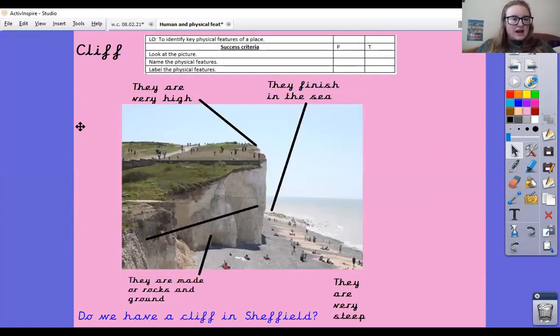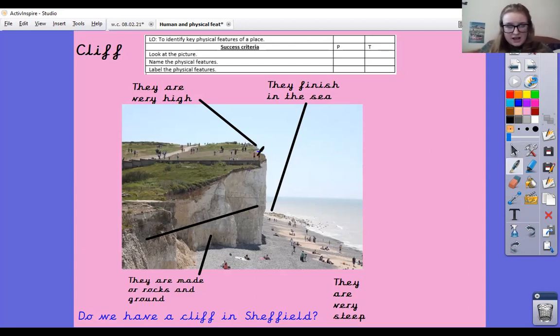Okay, so our next physical feature is a cliff. So what is a cliff? So we know a cliff is very high. So this is our beach down here. The cliffs aren't always at the beach, but this one is. So this is our beach, and these are all people. And look how tall our cliff is. That's a little person there. You see that tiny person there?